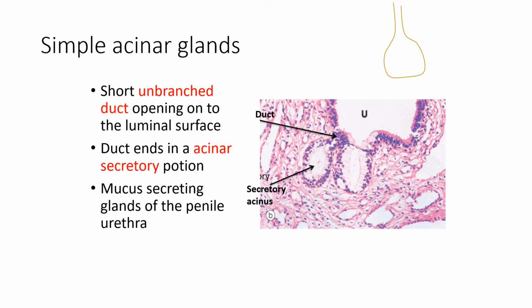Then simple acinar glands are rather uncommon. So you will have a short unbranched duct opening onto the luminal surface, and the duct will end in an acinar secretory portion. Sometimes it's difficult to figure out whether it's a simple acinar or a branched one. Okay, so mucus secreting glands of the penile urethra consist of these simple acinar type of glands.